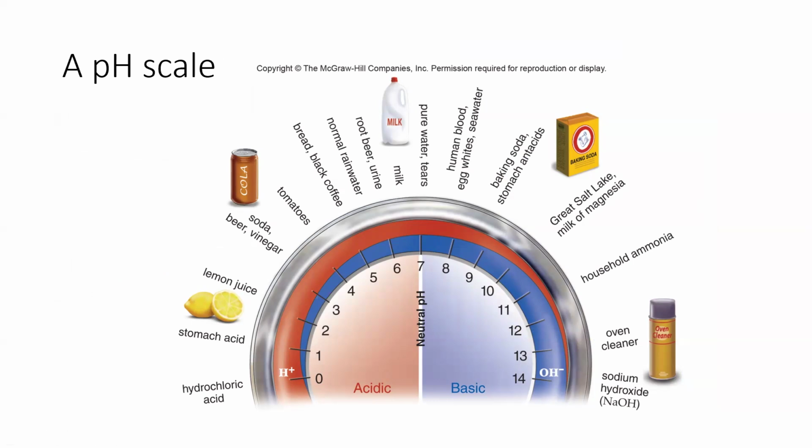Okay, we're almost done the chemistry part. We can determine the acidity of a solution by measuring its pH. Okay, pH. If it's neutral, then it's 7. And the scale goes from 0 to 14. If it's a 7, then it's neutral. Okay, pure water is neutral.